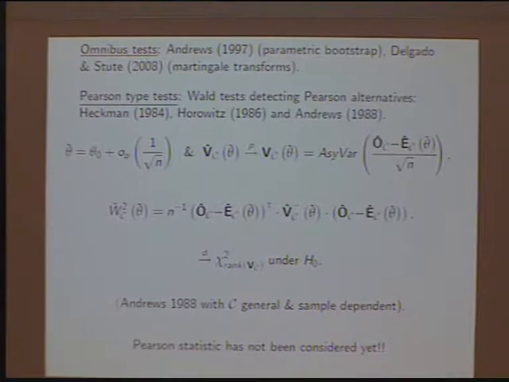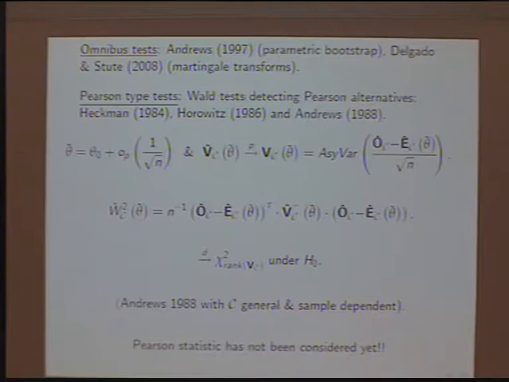There are some Wald tests in the econometric literature proposed by Heckman. This test proposed by Heckman is not really a test for the hypothesis of a conditional distribution. It's a test that detects departures for some marginal distribution which is compatible with the conditional distribution under the null. That is, at the end of the day, he's testing in the direction of the marginal compatible with the conditional distribution under the null hypothesis.